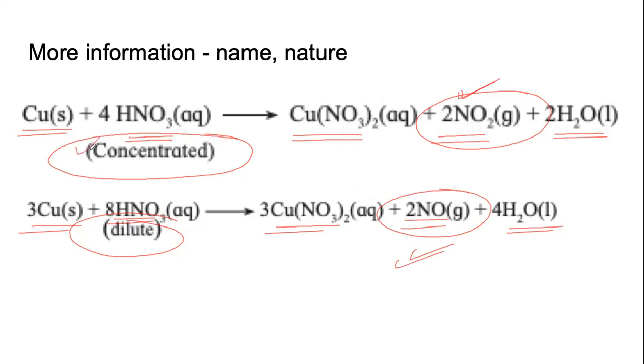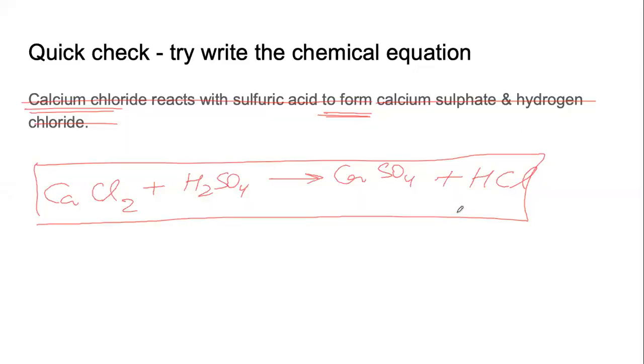So this information, concentrated, dilute, is more information. We could write concentrated nitric acid here. Concentrated means it has less water. See, aqueous. Dilute means it has more water, less acid. Calcium chloride is CaCl2. Sulfuric acid is H2SO4. They react, so a plus between them, then an arrow to form calcium sulfate, CaSO4, and hydrogen chloride, HCl. Simple equation.